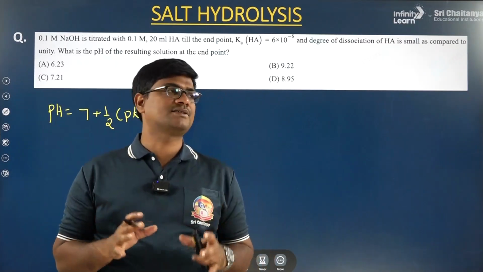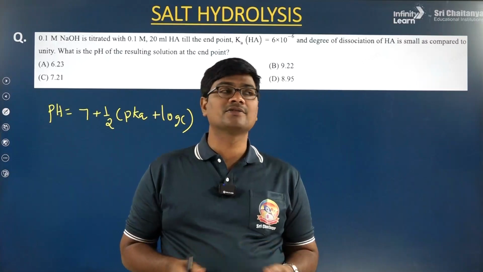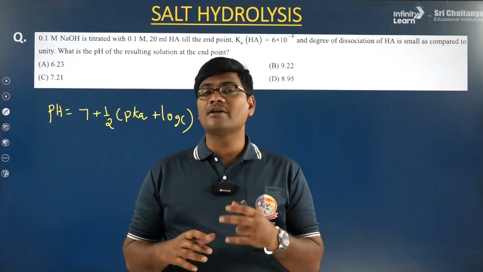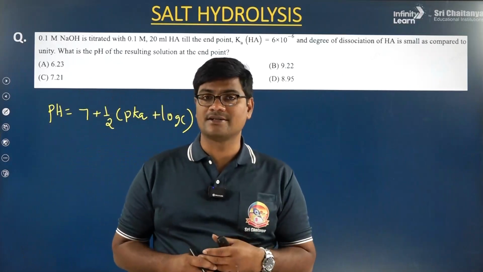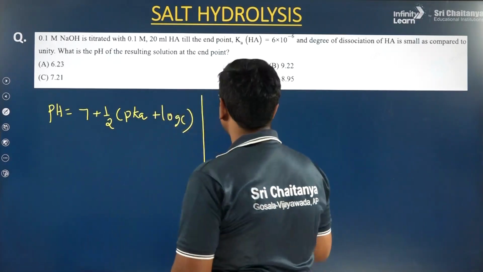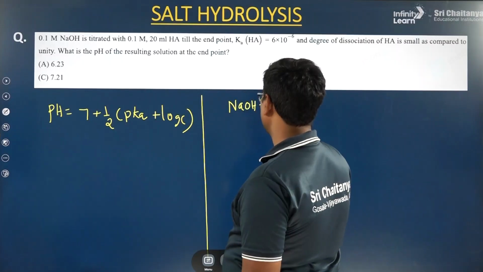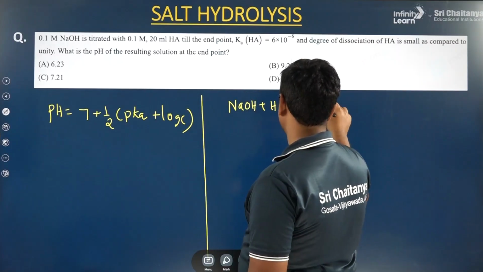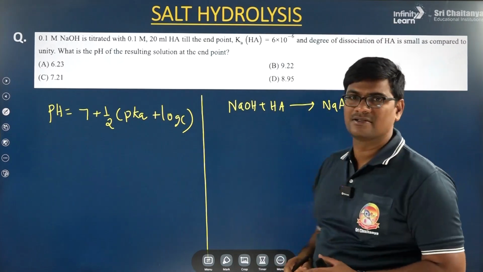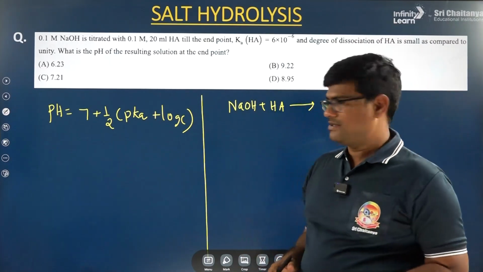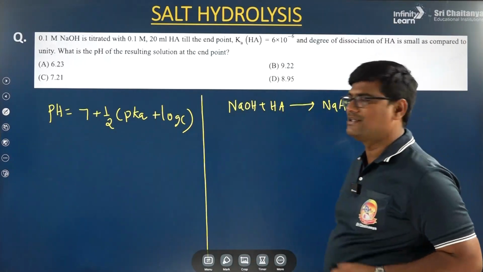C is the concentration. So, what is the concentration here? The concentration of the salt. Here they actually describe a chemical reaction, a titration. How to calculate the concentration? Let us see. The chemical reaction is NaOH reacts with HA and produces NaA, the salt, and H2O. This is the chemical reaction. 1 mole of NaOH reacts with 1 mole of HA and produces 1 mole of NaA.